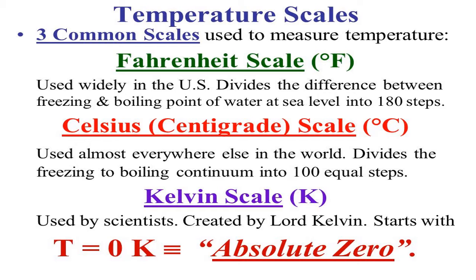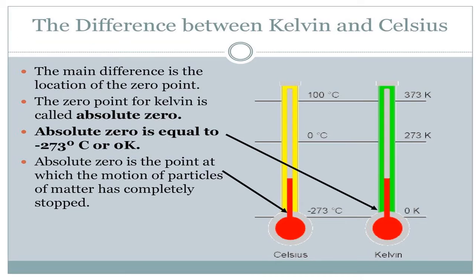In the Kelvin scale, absolute zero is used. So what is this absolute zero? Absolute zero is the point at which the motion of particles of matter has completely stopped. So in the Kelvin scale, absolute zero is known as 0 K. If we compare this with Celsius, it is equal to minus 273 degrees centigrade. Also keep in mind that the international unit for measuring temperature is Kelvin.